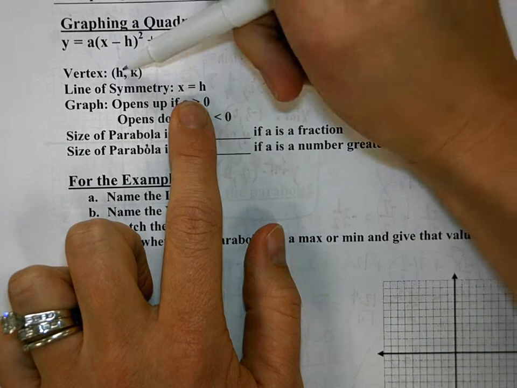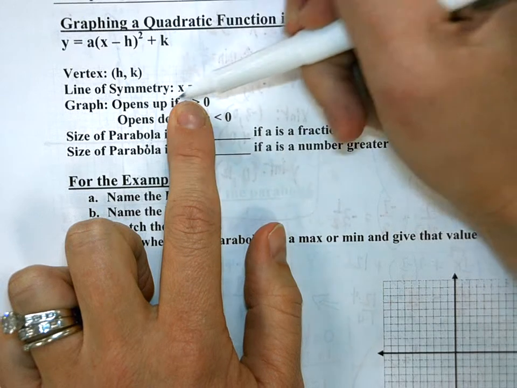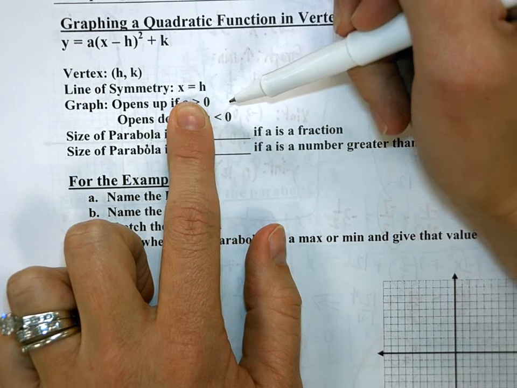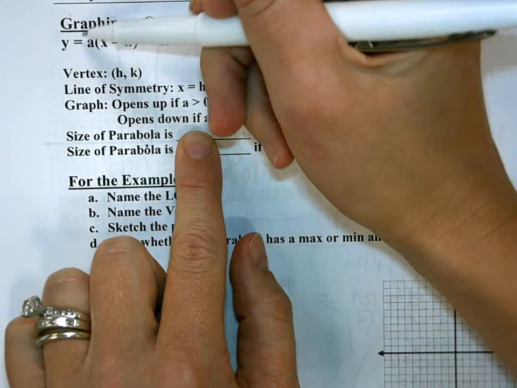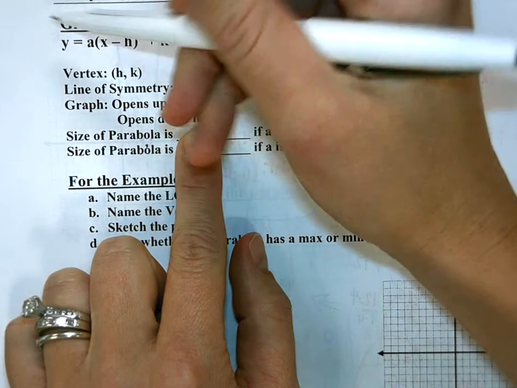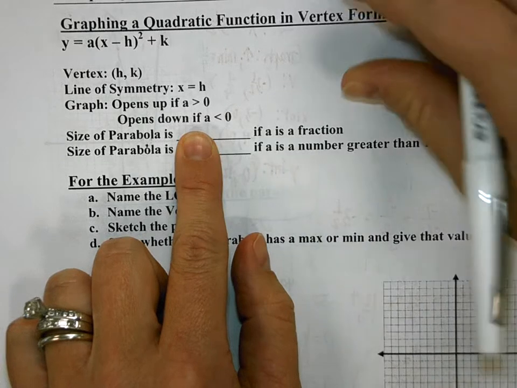Your line of symmetry is just like before. It's always going to be the x value of the vertex. Right here it's saying h is the x value of the vertex, so that's why it's x equals h. Okay? Same thing, it opens up. If your a value, your a now is in front of this parenthesis. So if your a is positive, it's going to graph up. If your a is negative, it's going to go down.